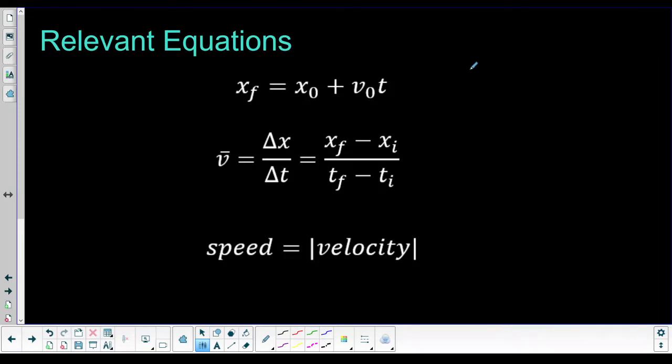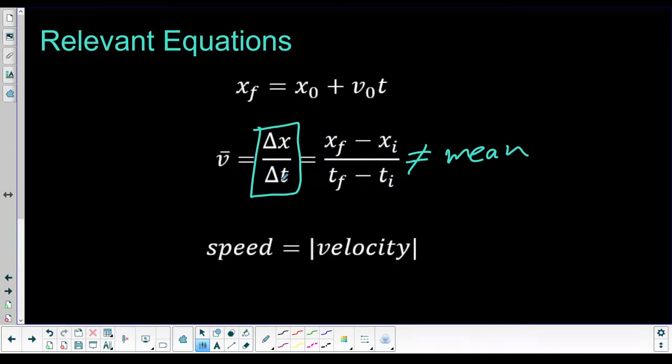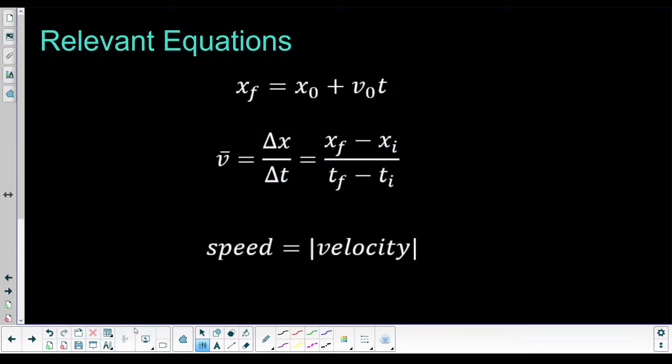Okay. We'll see an example and it'll make a little bit more sense, but just know that this is not the mean. Do not add your velocities together and divide by the number of velocities. Use this formula, which is total distance driven, or total distance covered, divided by total amount of time taken. Okay.